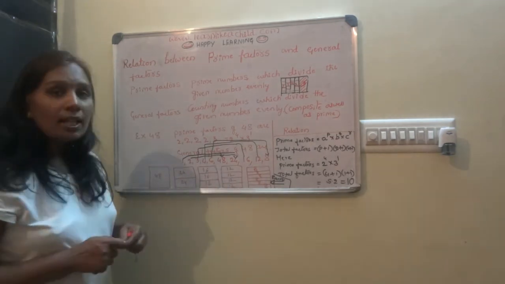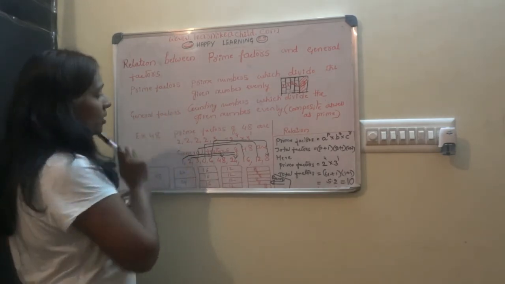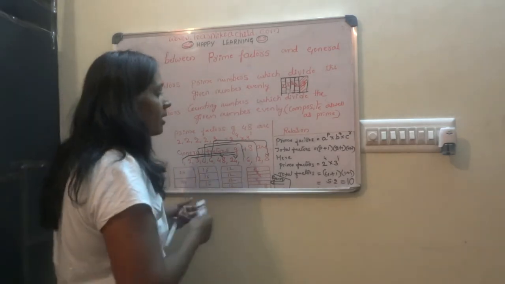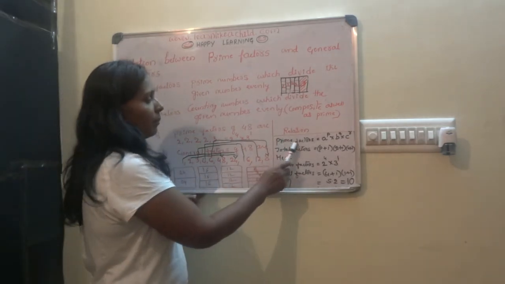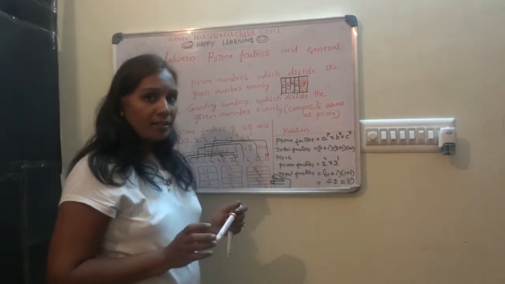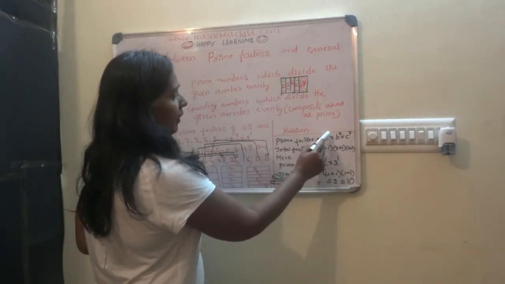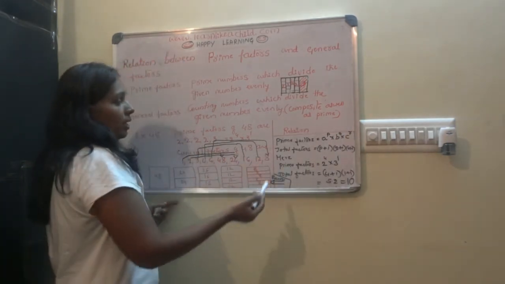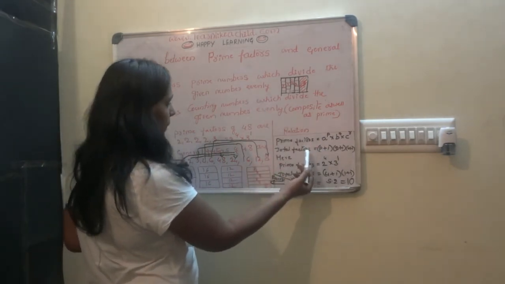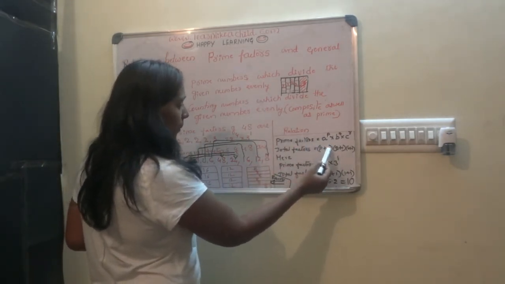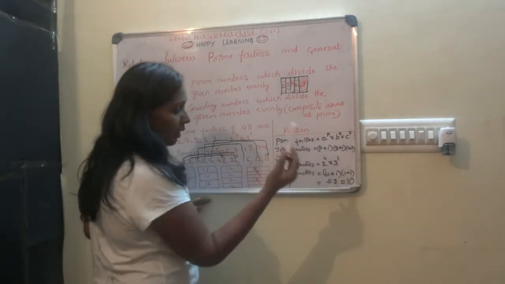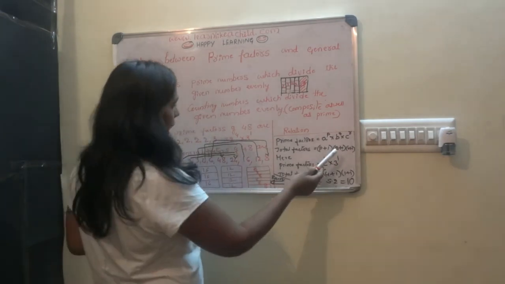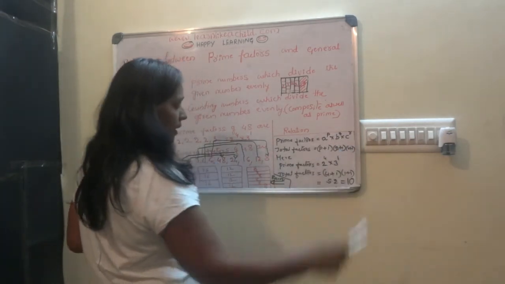Now, to see the relation between prime factors and general factors, we have one very simple formula. First we have to represent the prime factorization in index form, that is, a to the power of p, b to the power of q, c to the power of r. And the total number of factors can be represented by the formula (p plus 1) times (q plus 1) times (r plus 1), where p is the power of that prime number.